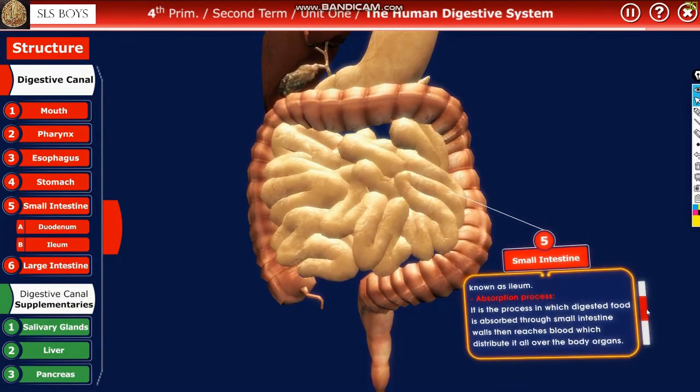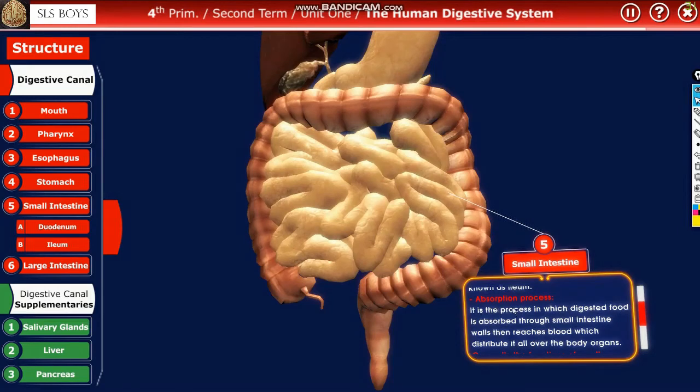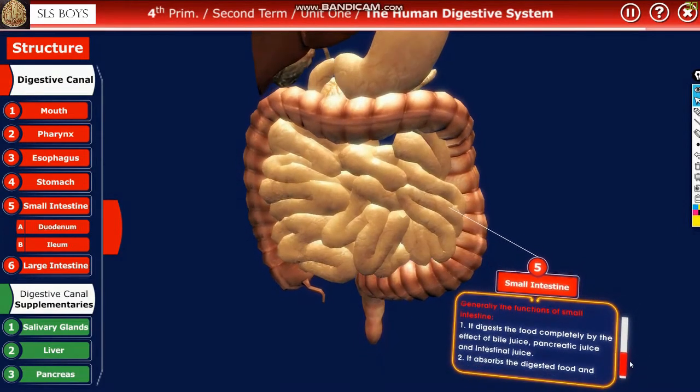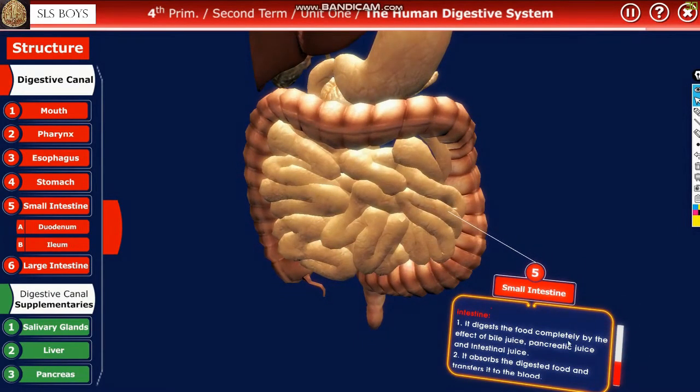Okay, so what is the absorption process? The absorption process that occurs in the small intestine is the process in which digested food is absorbed through the small intestine walls, then reaches the blood, which distributes it all over the body organs. So generally, the function of the small intestine is to digest the food completely by the effect of bile juice, pancreatic juice, and intestinal juice. And it absorbs the digested food and transfers it to the blood.